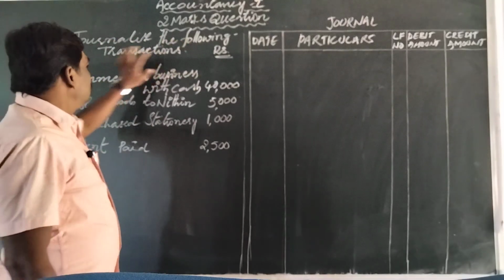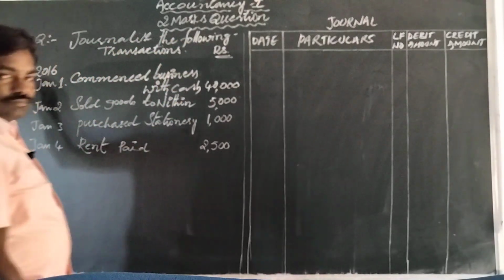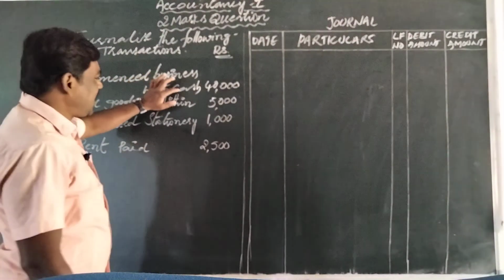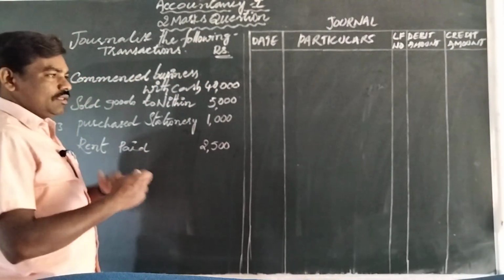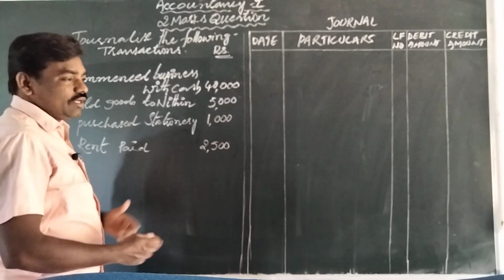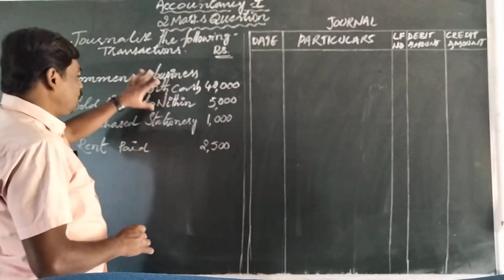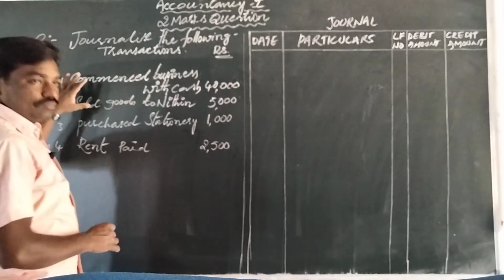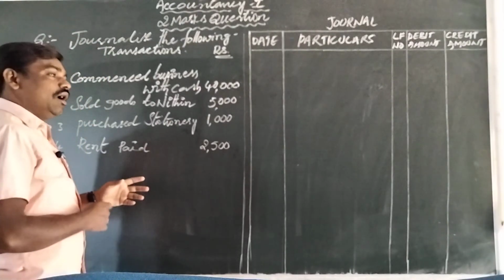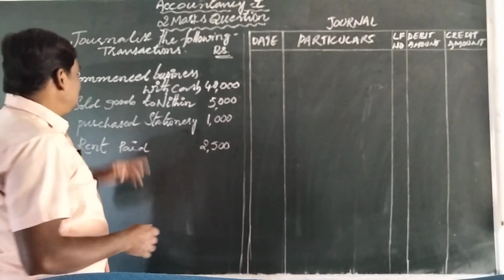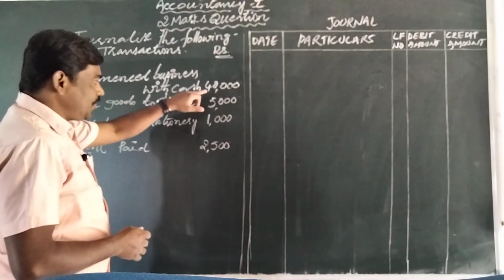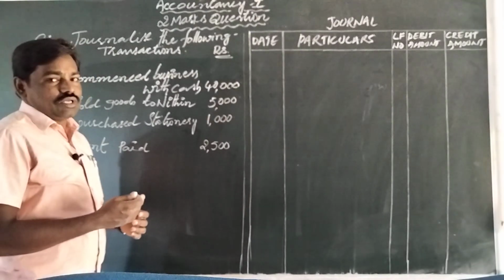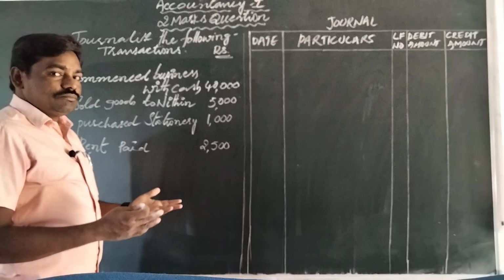Journalize the following transactions. First, 2016 January 1st, commenced business with cash rupees 40,000, which means the business started with rupees 40,000 as a capital. This point is important because the word capital does not appear here, but we have to assume it. Whenever a business starts, it starts with capital. Commenced business with cash rupees 40,000 means the business began with rupees 40,000 as a capital.